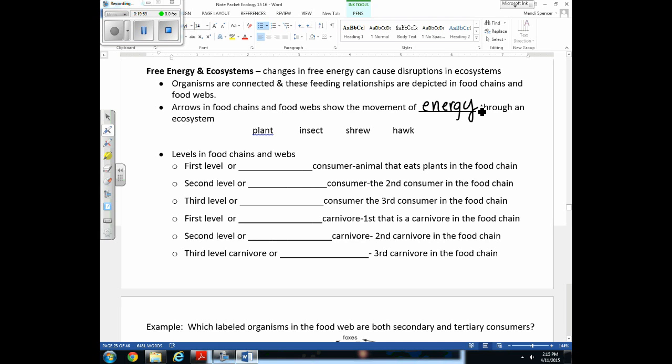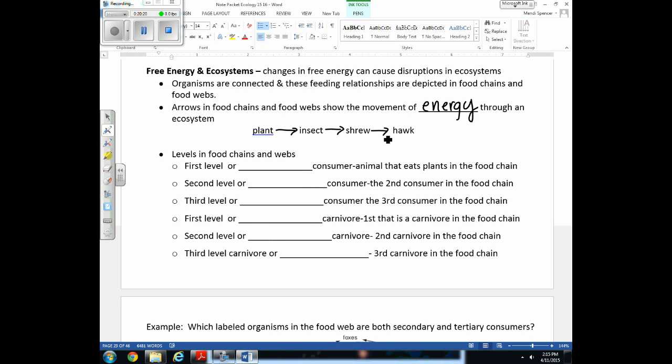When you see arrows, this simply means that the plant's energy is going to go to the insect when the insect consumes the plant tissue. The insect's energy is going to go into the shrew. The shrew's energy is going to go into the hawk. So you might envision that arrow going into the mouth of the organism that is eating it. So the plant's going into the insect's mouth, the insect's going into the shrew's mouth, and so on.